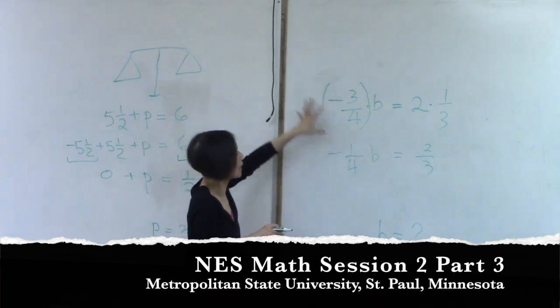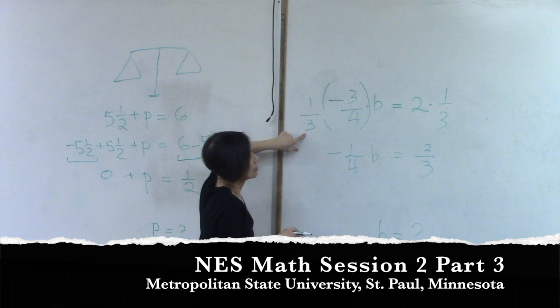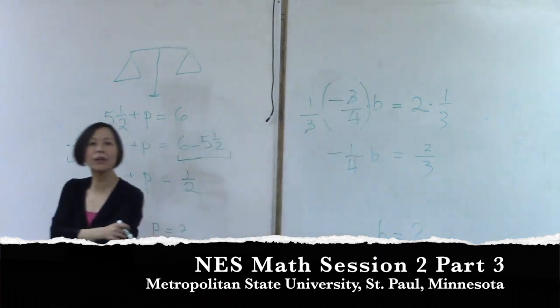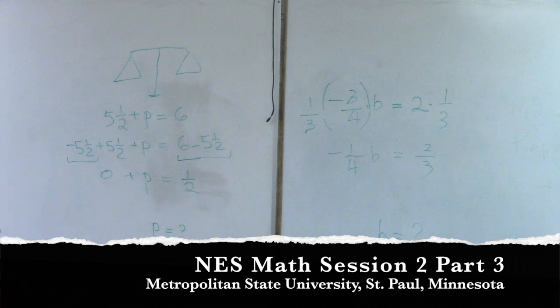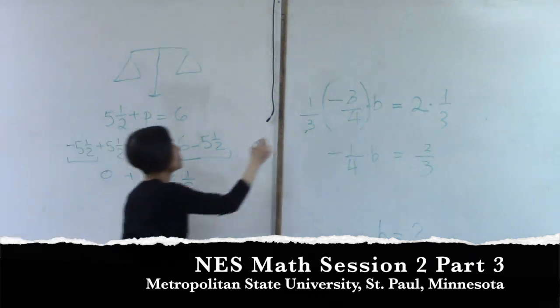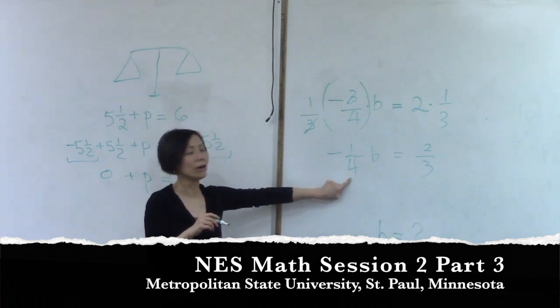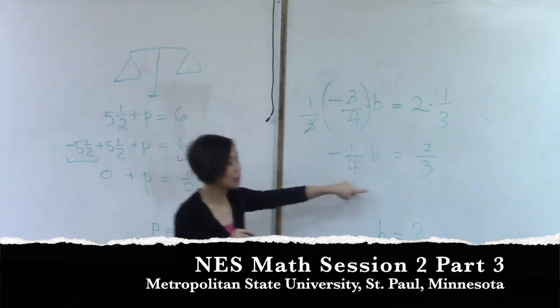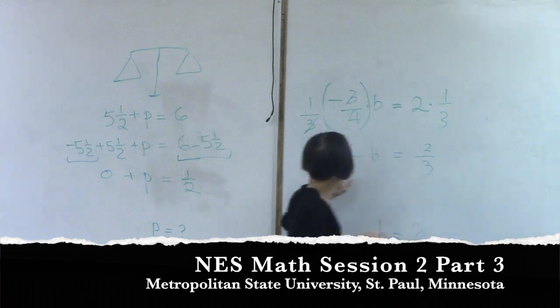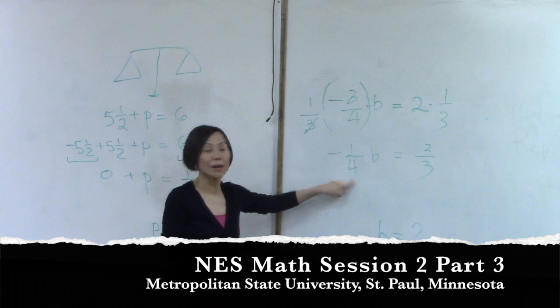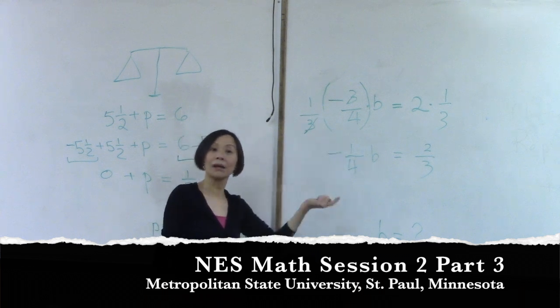So now that I got rid of 3, okay? So 3 and 3 go away, because 3 divided by 3 equals to 1. Right. What else do I have to get rid of? 4. So the 4 is at the bottom, which means it is a divide. So how do I get rid of 4 then? Times 4. Because it's at the bottom, so I'm going to multiply times 4.